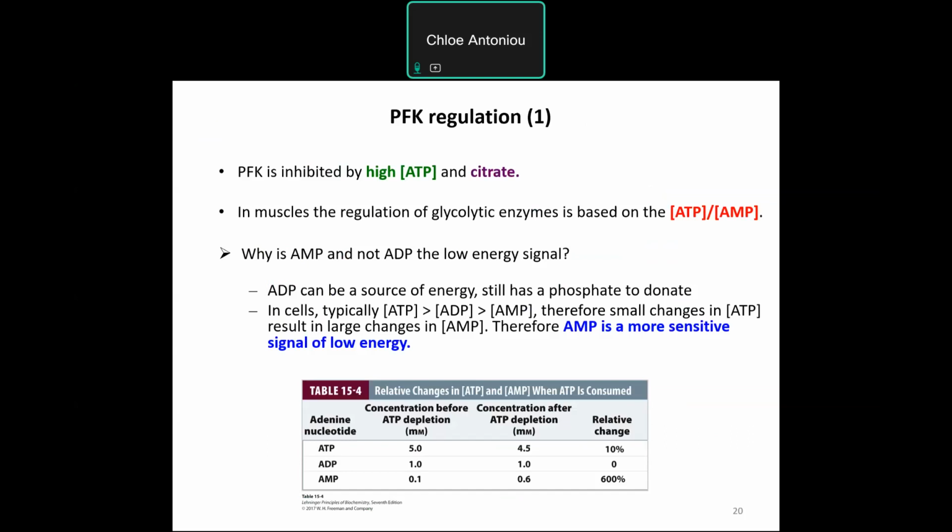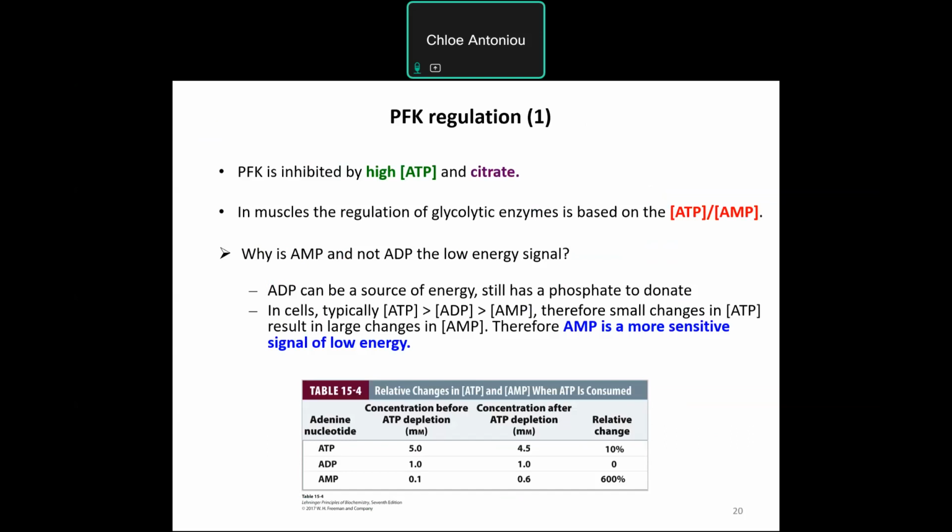Now, ADP is 1 millimolar. It usually remains the same. Usually what happens is ATP becomes ADP and then AMP. So usually what fluctuates is the concentration of AMP and ATP. So AMP is usually 0.6. If the 0.5 of ATP eventually becomes AMP, AMP will go from 0.1 to 0.6. That is a 600% change.